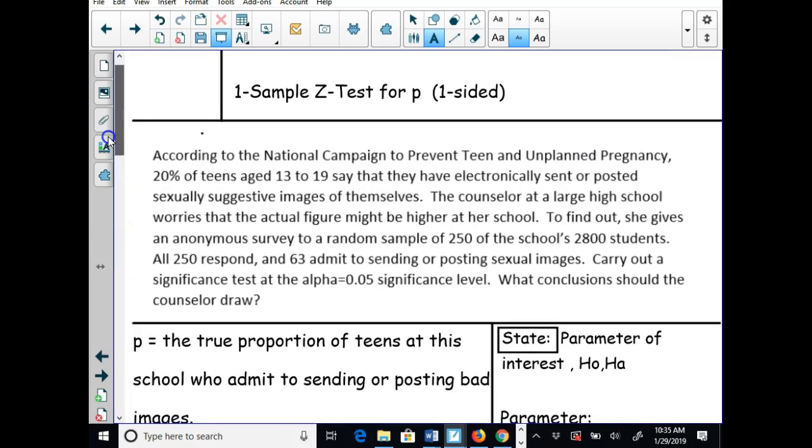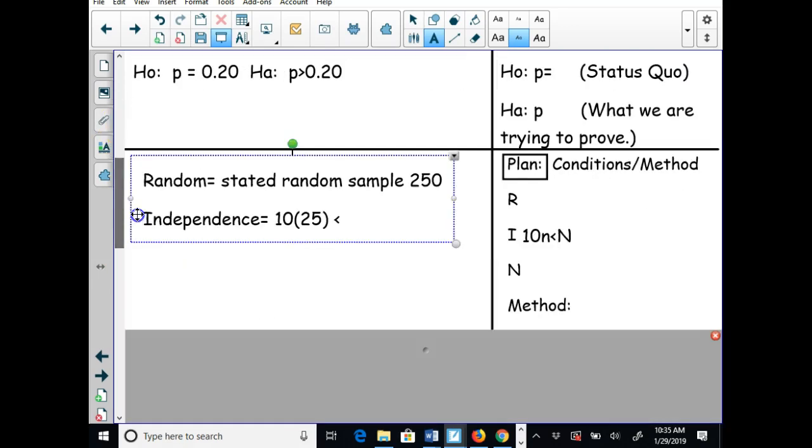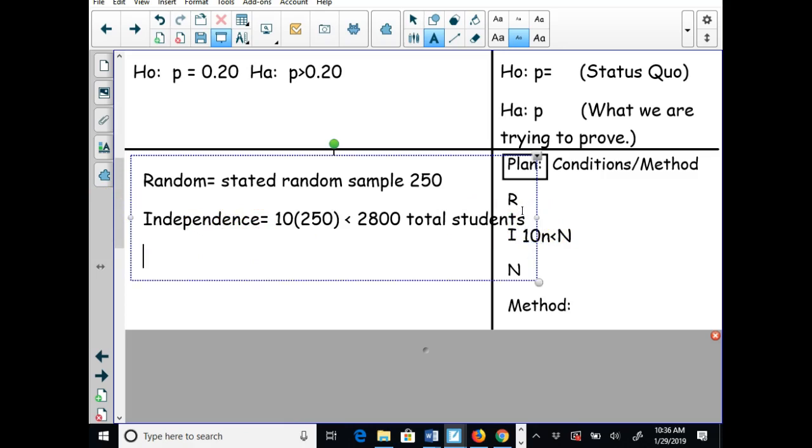Well, do we know how many students are at the school? We do. There's 2,800 total students. And that's correct. Okay, so we're okay there. So 2,500 is less than 2,800 total students. Our independence condition checks out. Friendly reminder that our independence condition is tied to our standard deviation. That's the reason that we can use the standard deviation that we do use.